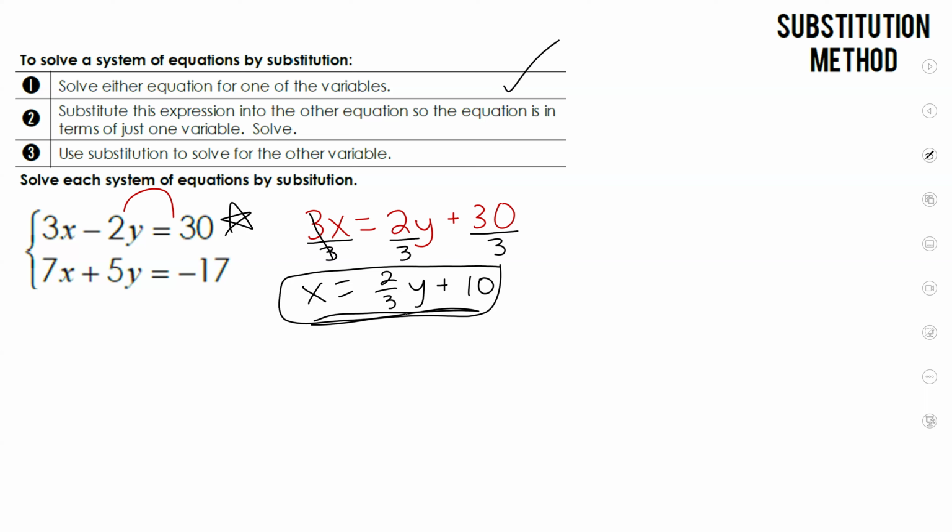Now we're going to plug this into the second equation. So I'm going to write that down. I'll write it up here. 7x plus 5y equals negative 17. And I'm going to put this expression where the x is. So 2/3 y plus 10. And then we'll solve.